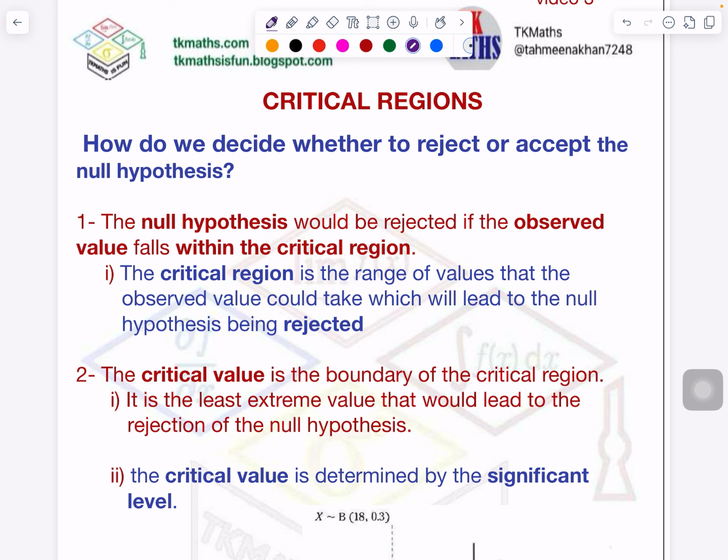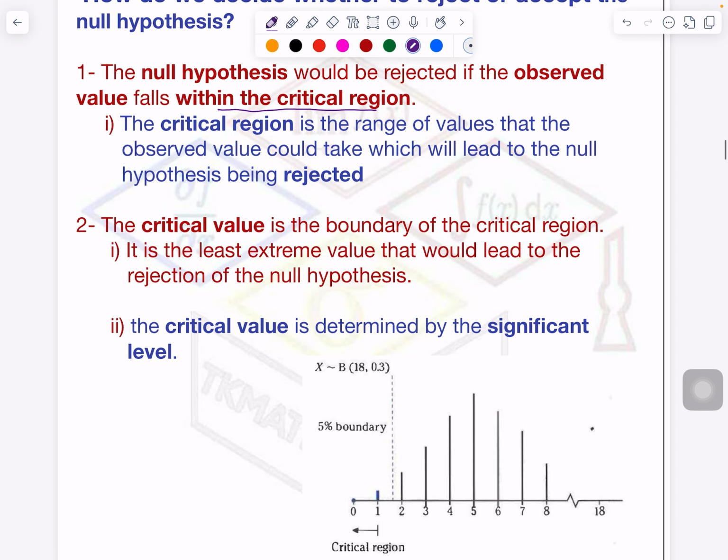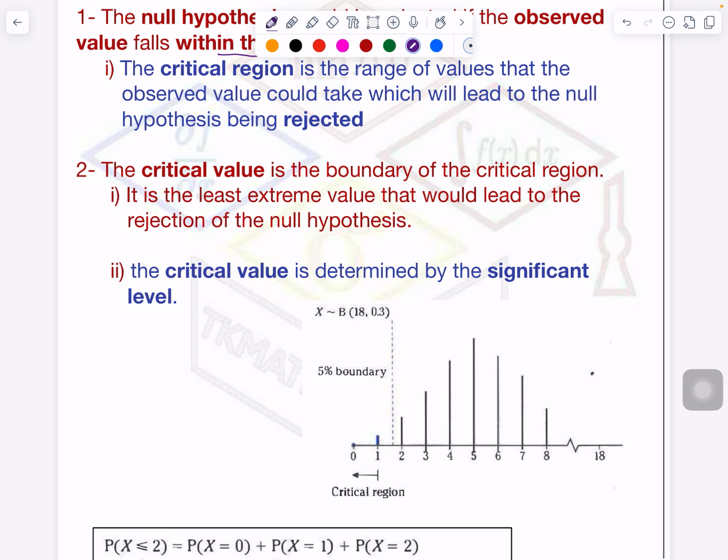Okay, so what you have read, that the null hypothesis would be rejected if the observed value falls within the critical region. And the critical region is always considered as the region which is less than the significance level. So let me explain with the help of this diagram, because in this question it was said at 5% significance level.